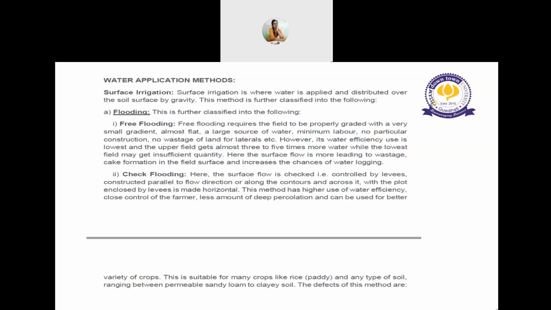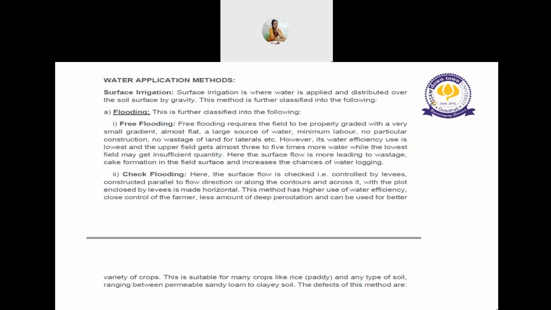Number 2 is check flooding. Here, the surface flow is checked, that is, controlled by levees constructed parallel to flow direction or along the contours and across it, with the plot enclosed by levees made horizontal. This method has higher water use efficiency, close control by the farmer, less deep percolation, and can be used for a better variety of crops.